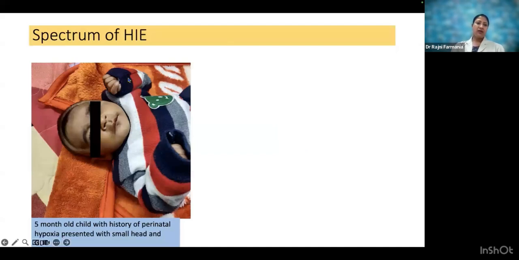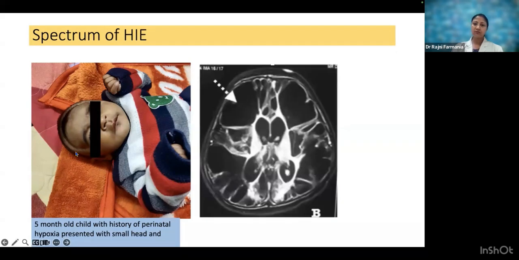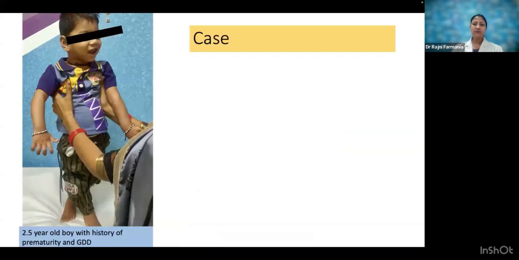So this is HIE, hypoxic-ischemic encephalopathy. A 5-month-old child had a history of perinatal hypoxia. He presented with a small head. You can see a hairpin kind of thing. The cranial synostosis also you can see. And this was the MRI. So cystic encephalomalacia was there in the MRI. So that's a clear marker of perinatal hypoxia.